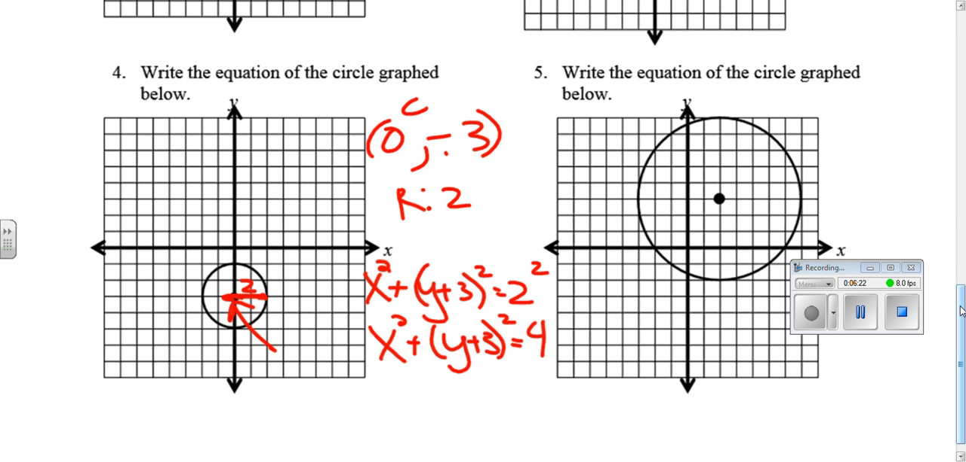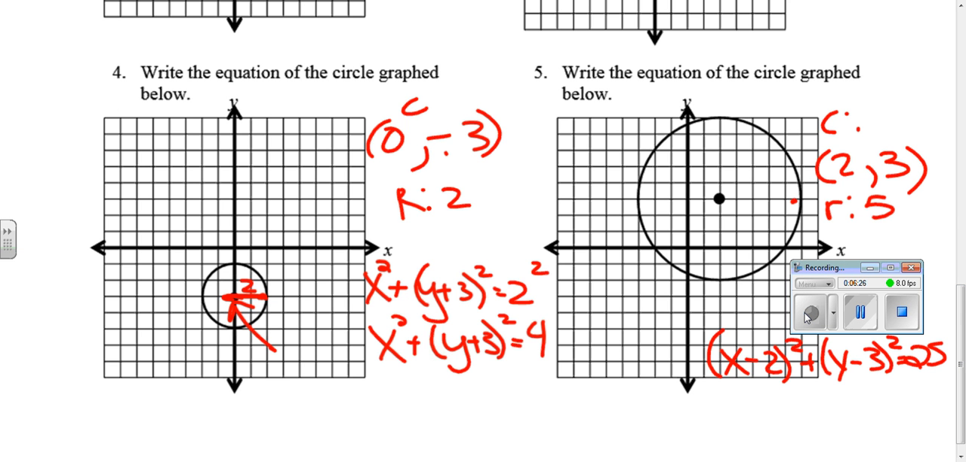All right, try the next one on your own. Pause the video. All right, my center is at (2, 3), so when I went in my equation, I put negative 2 and negative 3. The radius is 5, and 5 squared is 25. So here's my equation. All right, let's go ahead on to the next page.